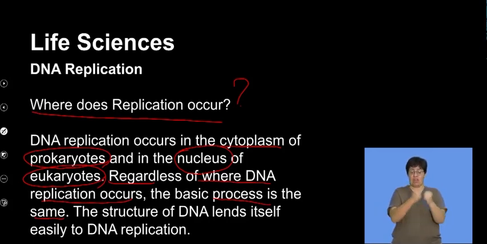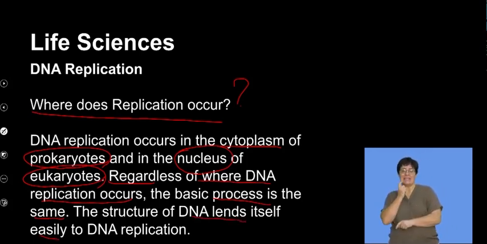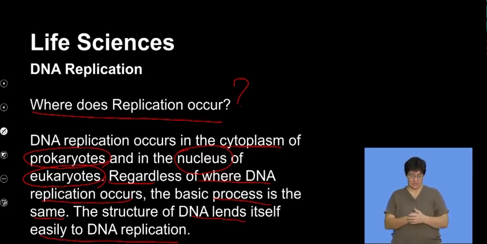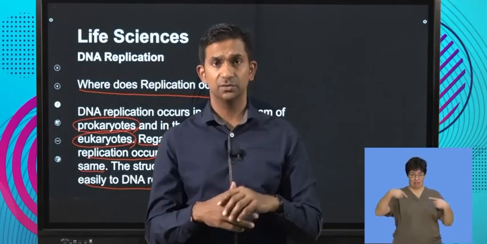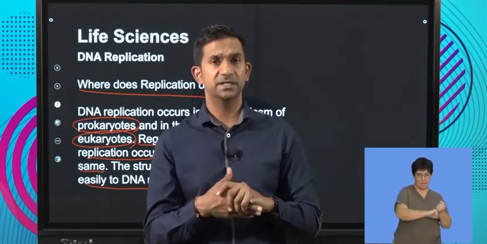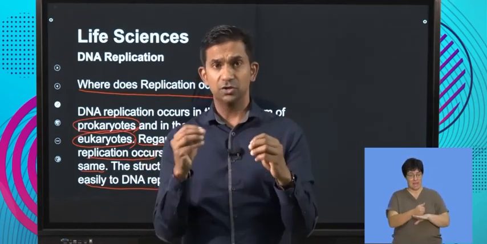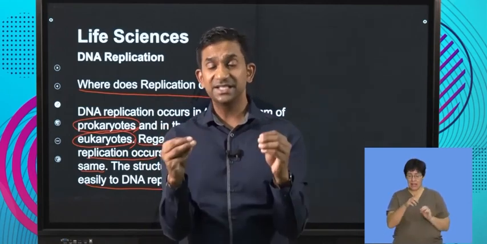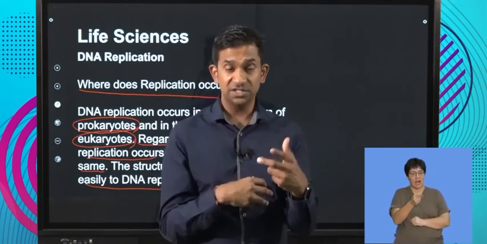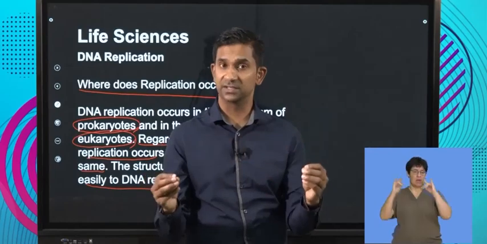The structure of DNA lends itself easily to DNA replication. Essentially, when we look at the structure of DNA, which is a double-stranded molecule having those complementary base pairs with complementary nucleotides on either end, it's that structure that leads to the process of DNA replication being universal.